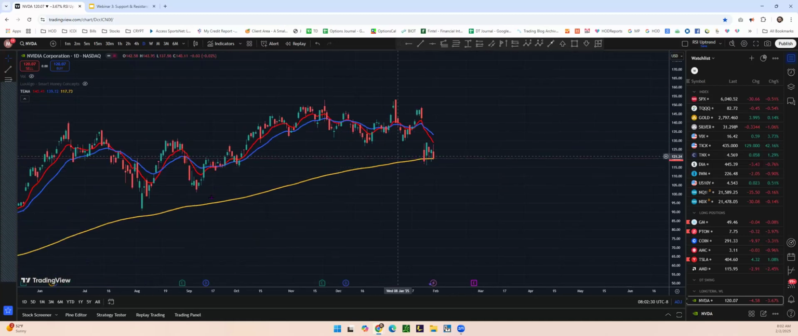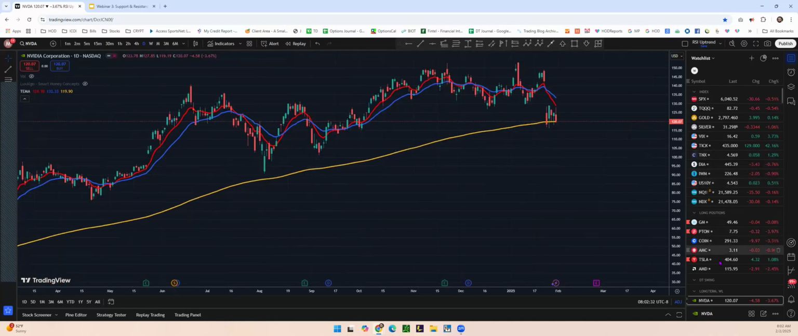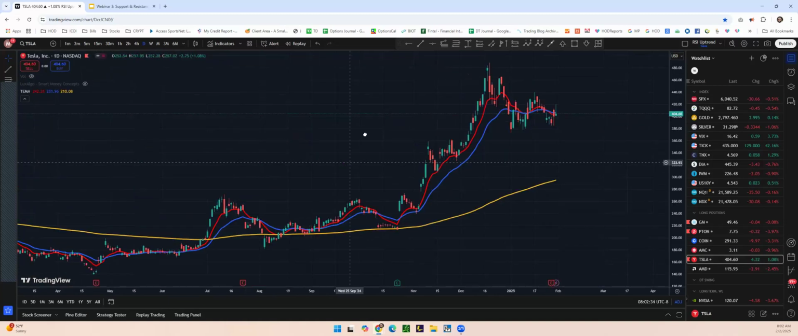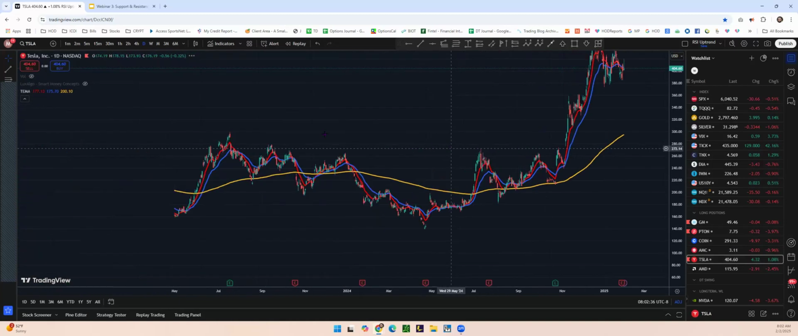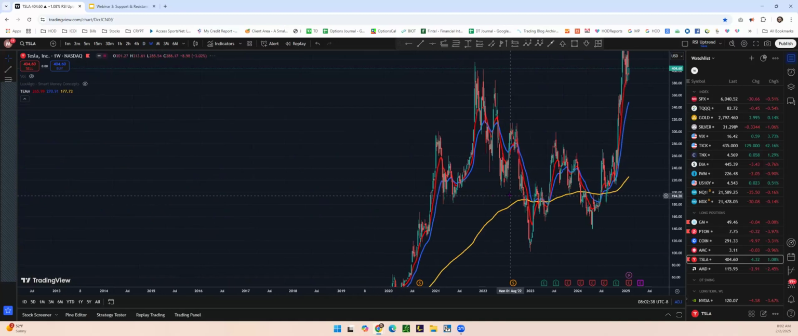So let's see. Let's go to Tesla. So that's always fun. All right. A weekly chart on Tesla.